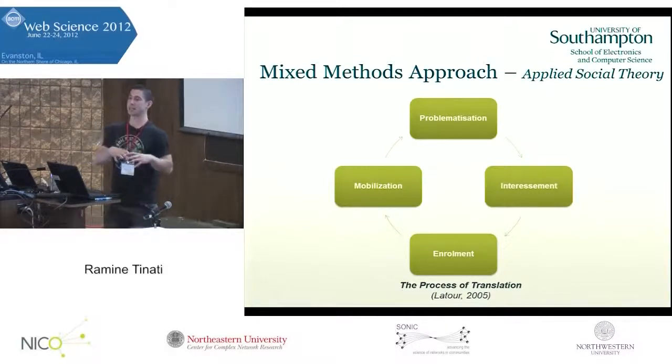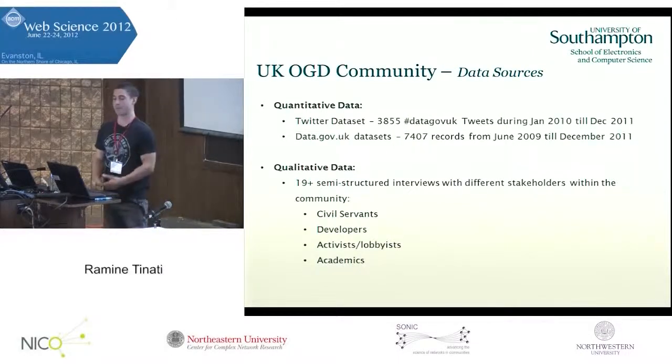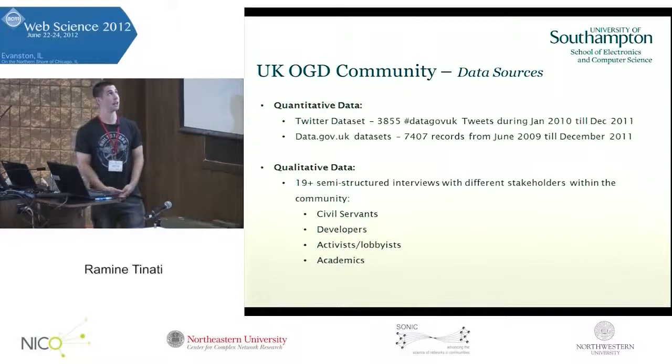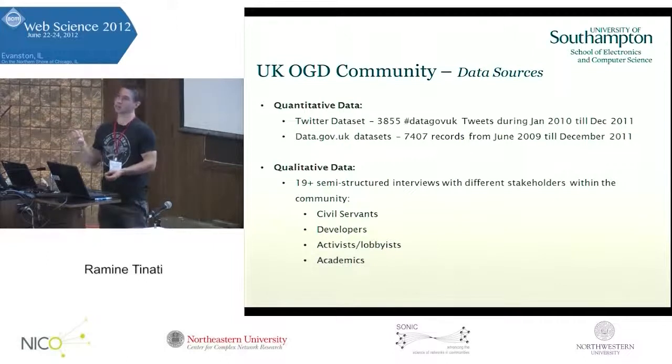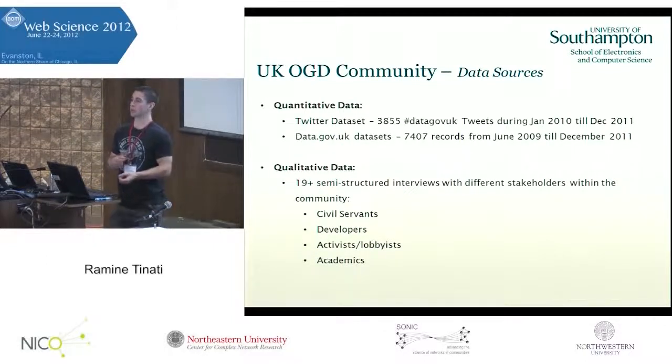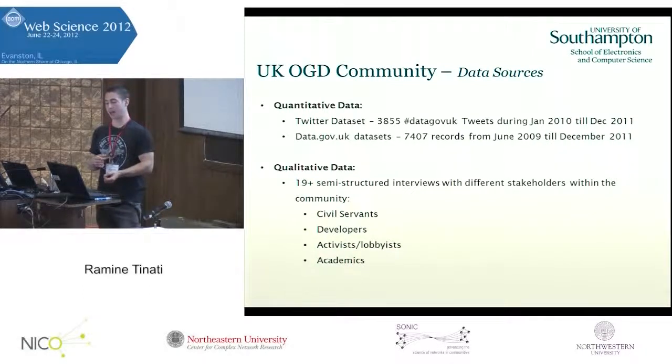This really comes from the higher level theory of what I'm trying to say about how the web is. So if we take the UK Open Government Data Community, I'll tell you how I did some mixed methods on it, trying to understand its growth and emerging properties. The quantitative data was a Twitter data set, which looked at all the communications on the datagov.uk hashtag from January 2010 to 2011, and the data.gov.uk data set, which consists of over 7,400 records.